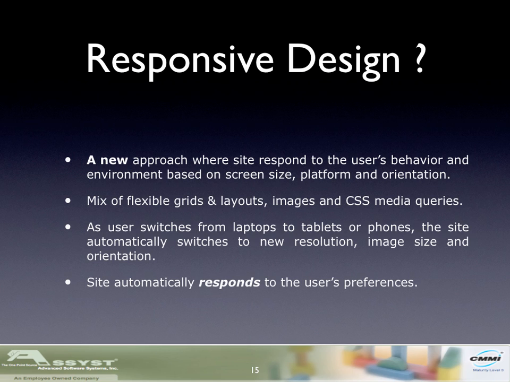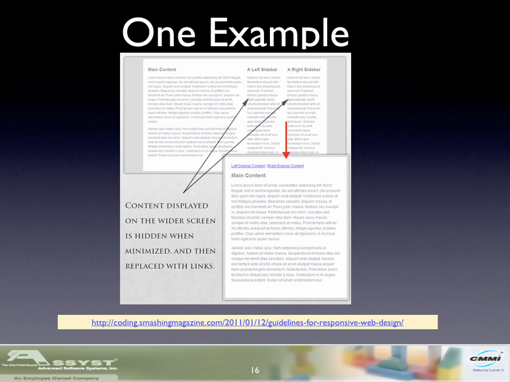However, with the explosion of devices, maintaining all these things would be a nightmare. It would be an impossibility. So the new way of doing it is that the design itself will morph to the screen size, platform, and orientation. And it is possible to do that using flexible grids and layouts, images, and CSS media queries. So as the user switches from laptops to tablets or phones, the site will automatically switch to a new resolution, image size, and orientation. Essentially, the site is responding to the user's preferences.